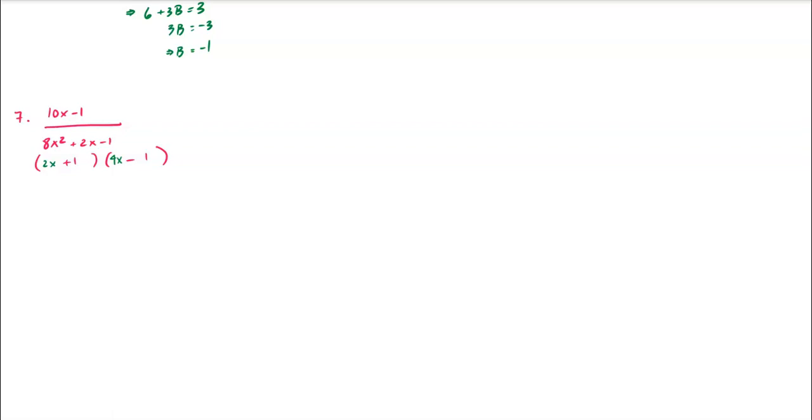Okay, next. This is going to be equal to a over 2x plus 1 plus b over 4x minus 1, so a times 4x minus 1 plus b times 2x plus 1. It's going to be 2x plus 1, 4x minus 1. There we go.